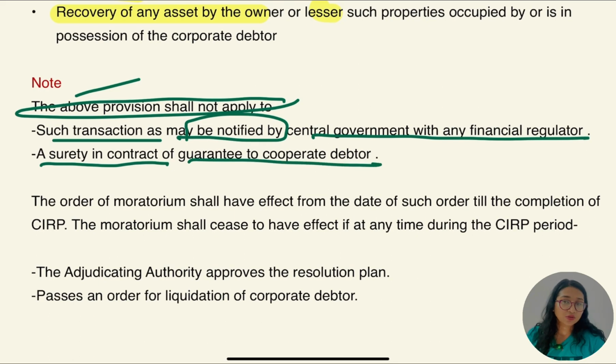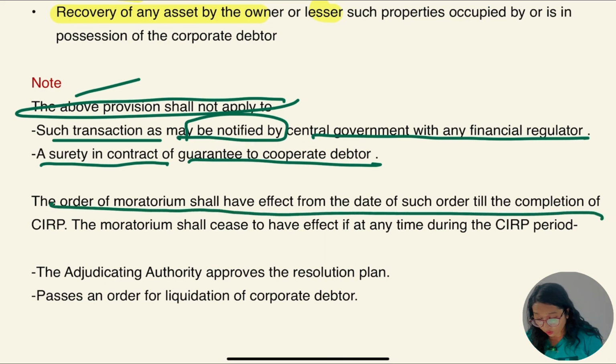Okay, so in these two cases the prohibition is not going to apply. Hope this point was also clear to you. Let's go for the other thing. The order of moratorium shall have effect from the date of order till the completion of CIRP. So this moratorium order is going to apply from the start of the process till the end of that CIRP process, which is the corporate insolvency resolution process.